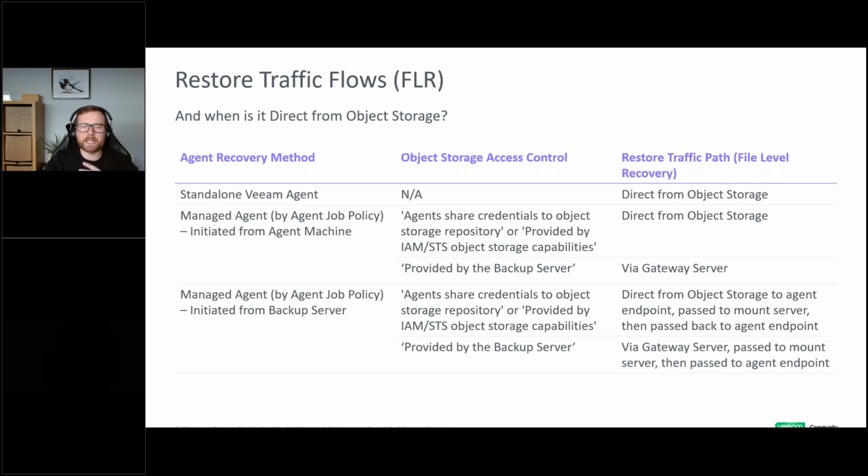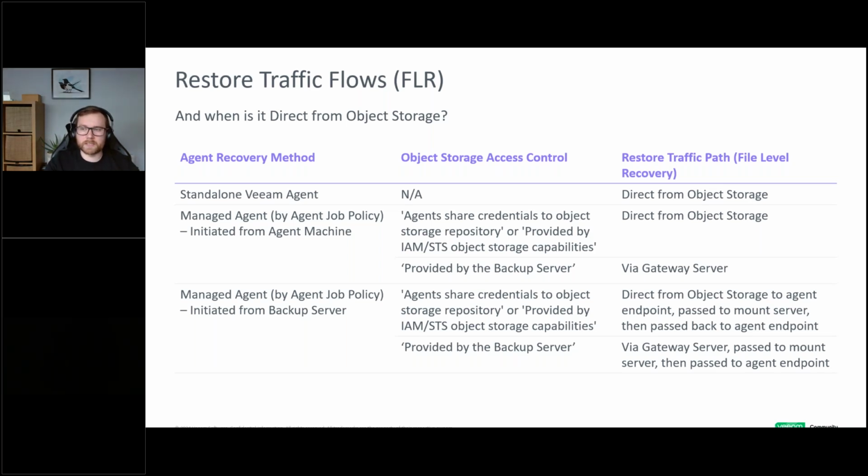If we use the agent job policies and we initiate the restore from the agent machine, then the data is fetched directly when using secure or insecure direct access mode. And when using indirect access mode, we go via the gateway server. But if we attempt a recovery via the VBR server, then even if we use direct mode for object storage, the data has to traverse the mount server.